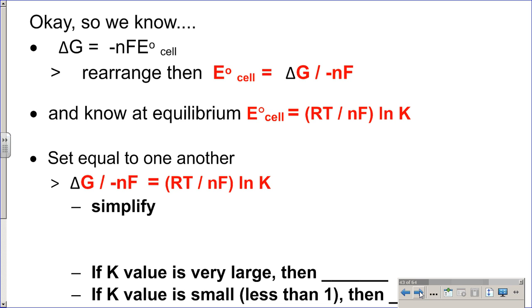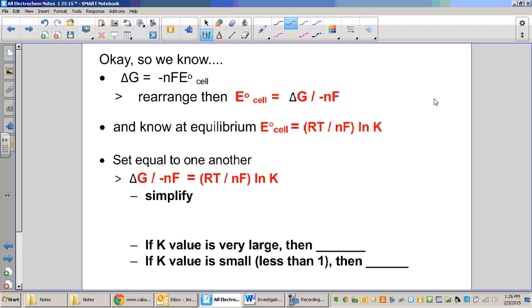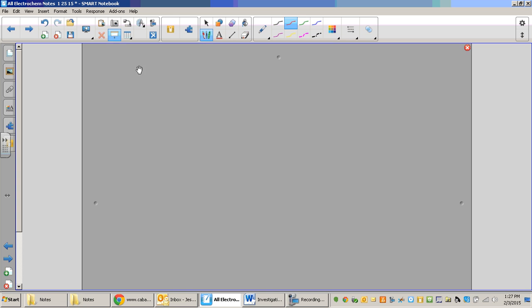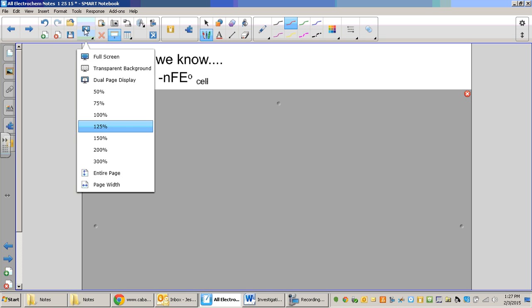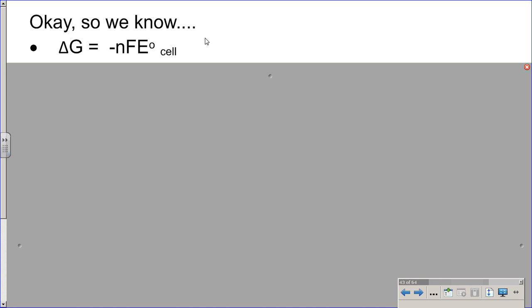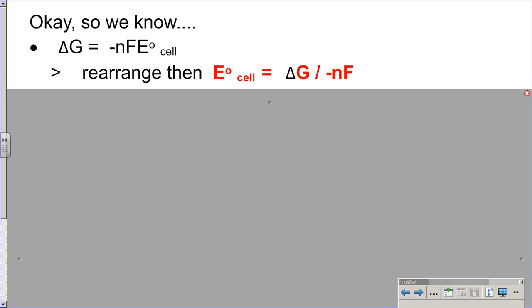So this, oh, I meant to hide some of this. I have more equations for you. Let me walk through this like a teacher. Okay, so we already know this. Check. Delta G equals negative NFE. Okay. If you had to rearrange this, you could go E cell is equal to delta G divided by negative NF right here. So delta G is over negative NF.